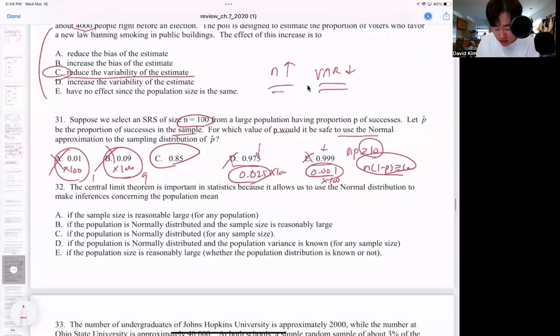So it's going to be C. That's the only one, and it's going to work because 0.85 times 100 is 85. And 0.15 times 100, which is the 1 minus p, that's still bigger than or equal to 10.